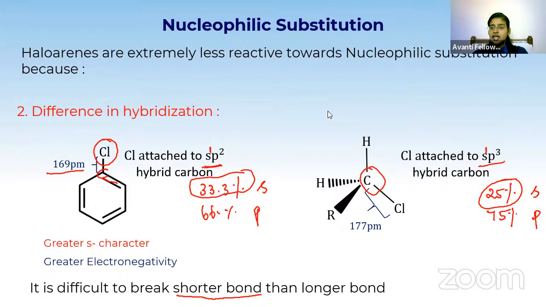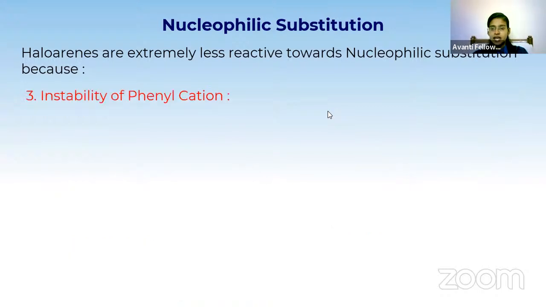The third is the instability of phenyl cation. We have studied two types of nucleophilic substitution, SN1 and SN2, right? If SN1 is taking place, it will take place through two steps, because SN1 is a two-step mechanism. So what will happen in the first step of SN1? The formation of a carbocation will occur.